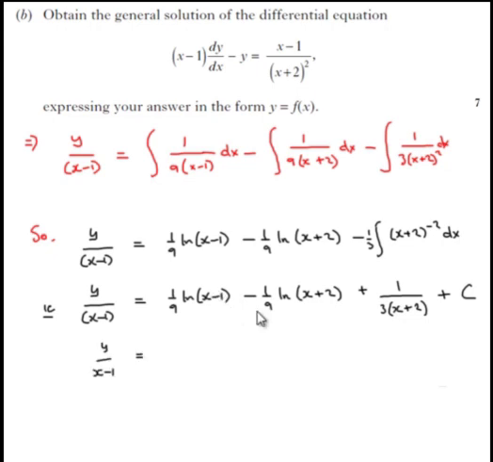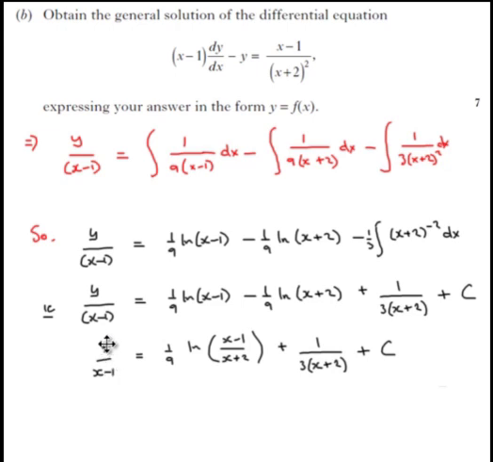The first two of these terms we can combine because we've got a common factor of 1/9. Inside the brackets would be log x minus 1 minus log of x plus 2. Second law of logs tells us that we can make that the log of x minus 1 over x plus 2. So our first term here is 1/9 times the log of x minus 1 over x plus 2 plus the 1 over 3 times x plus 2 plus c.